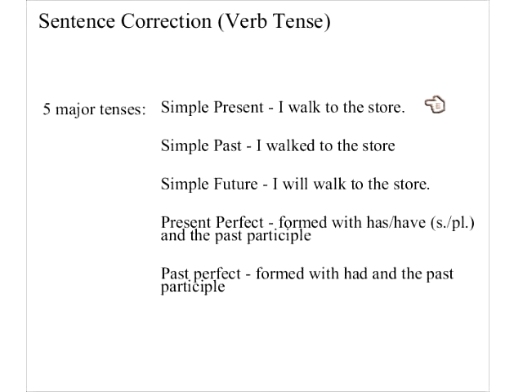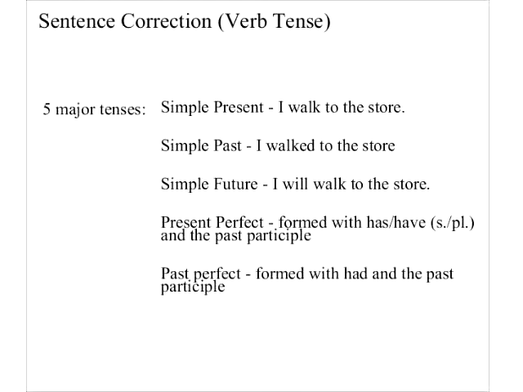We've got the simple present, I walk to the store. We use that for both the present and for stuff that is done consistently, right? I walk to the store every day, for example. Simple past, I walked. Simple future, I will walk. Then we've got these 2, the present perfect formed with has, have, and the past participle, and the past perfect formed with had and the past participle, right?